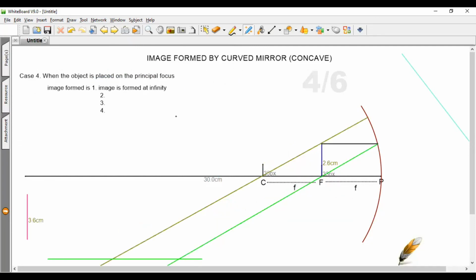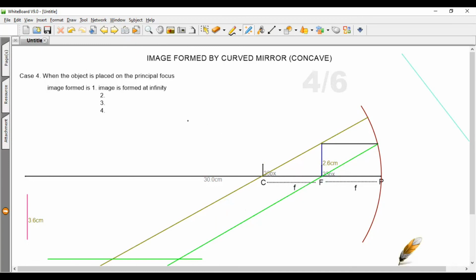Then in this case, when the object is placed on the principal focus, this is the object here, and we couldn't even picture our image. We can't find our image on the screen anywhere.